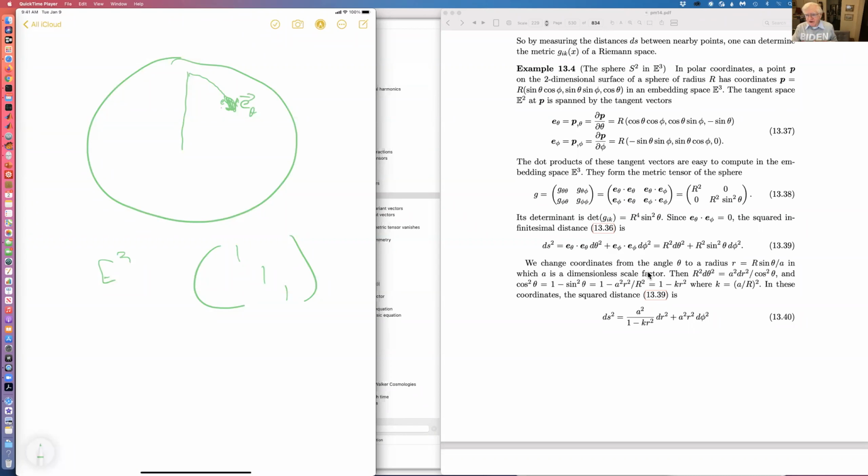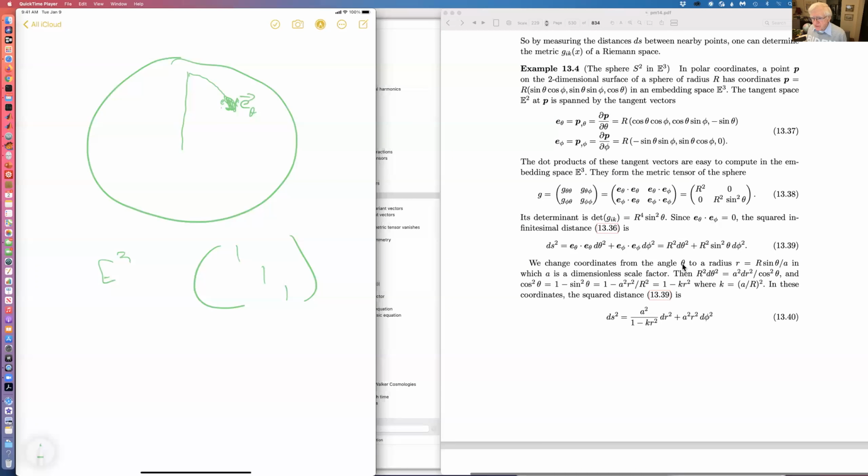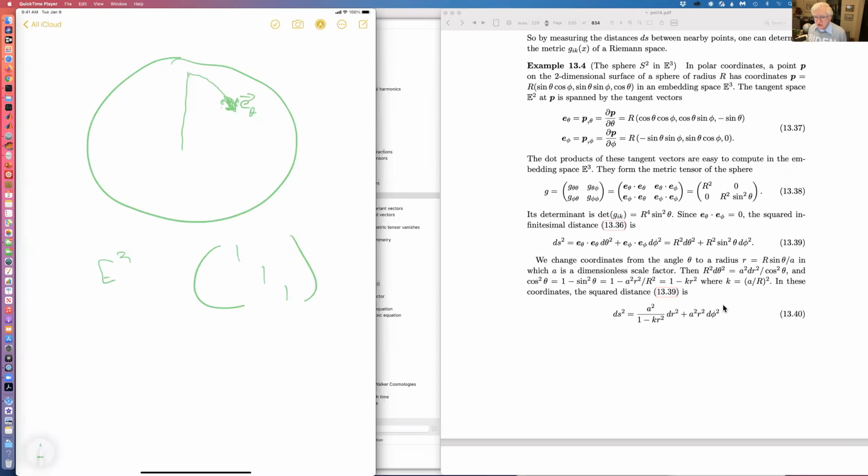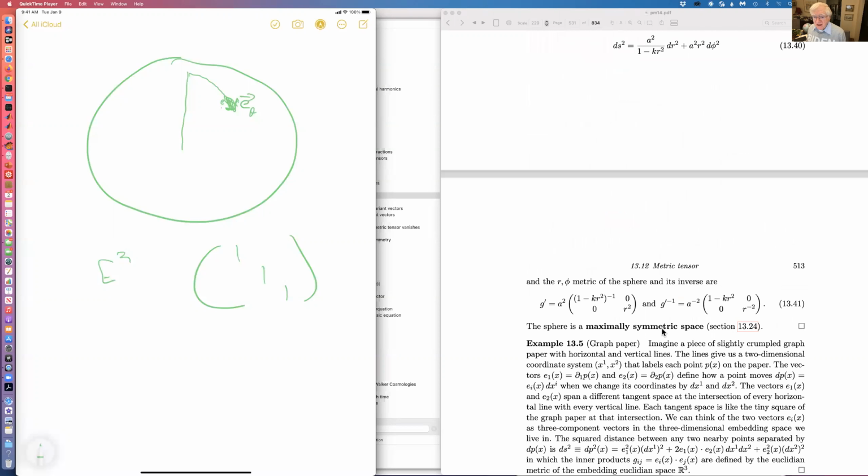So if you change coordinates from theta to a radius r, equal to the fixed radius of the sphere divided by some scale factor times sine of theta, then your metric, your line element, changes into this, and the new metric looks like this. And the inverse of the new metric looks like that.